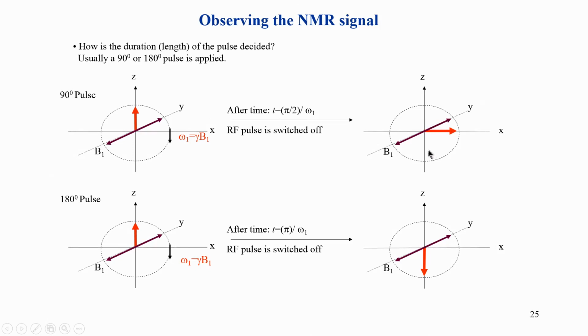Remember, it follows the right hand rule. So, it will go in the x z plane, and if you stop at 180 degrees, it is then called a 180 degree pulse. So, these are the 2 basic pulses which are very important.